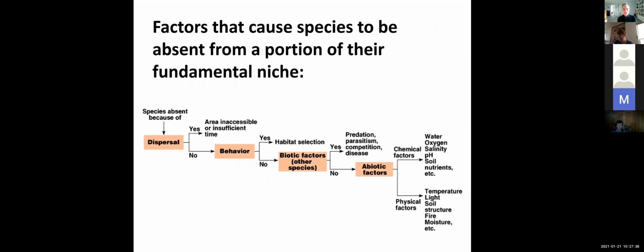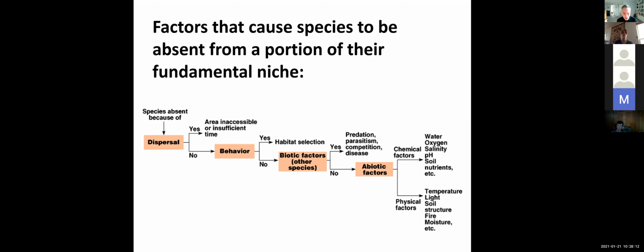So what are some of the factors that cause species to be absent from a portion of their fundamental niche? Right, so I mentioned one already. So we have some examples here. A species may be absent because of dispersal, right? So we want to ask, is it dispersal? Are they moving to different parts of that fundamental niche? If the answer is yes, then that might mean that the area is inaccessible or there's insufficient time for those animals to move throughout that environment.